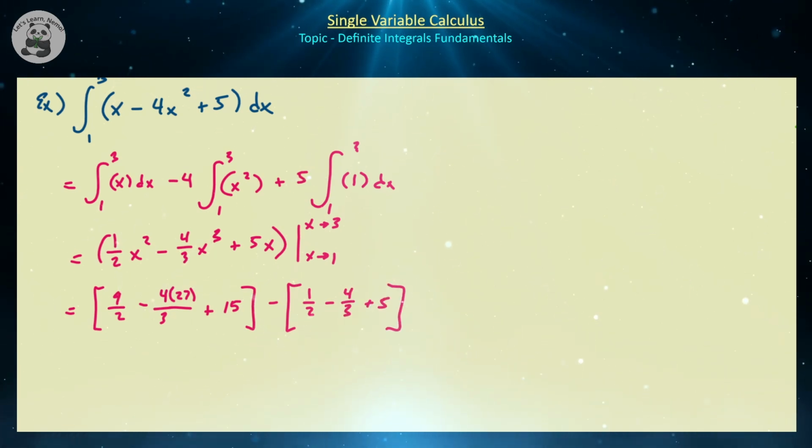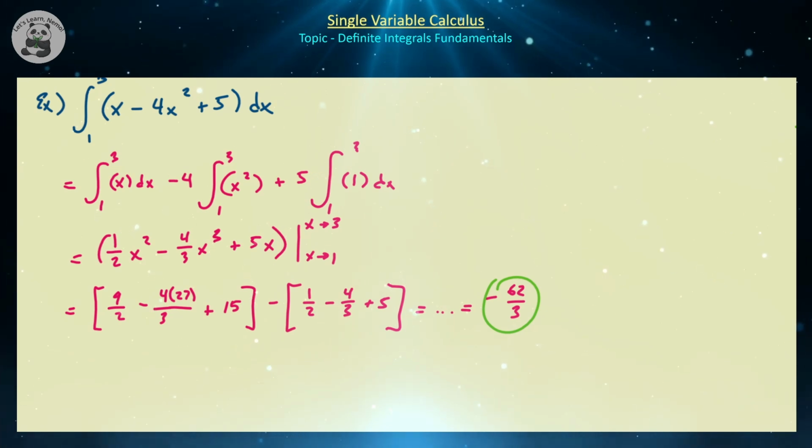So once you do all that math, and you make sure you don't make any simple mistakes, you're going to get minus 62 over 3, and that will be your definite integral. So what does this even mean? Because I thought integrals represented areas under curves. Why do I have a negative number here?